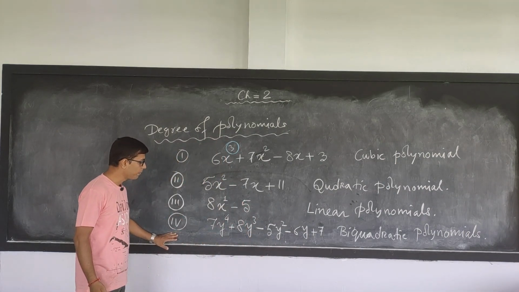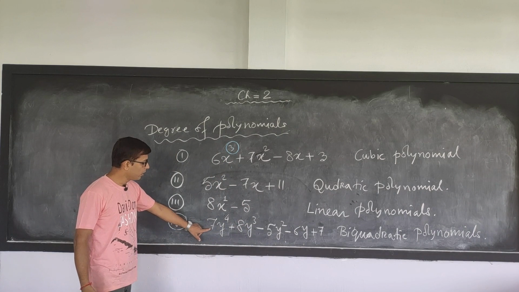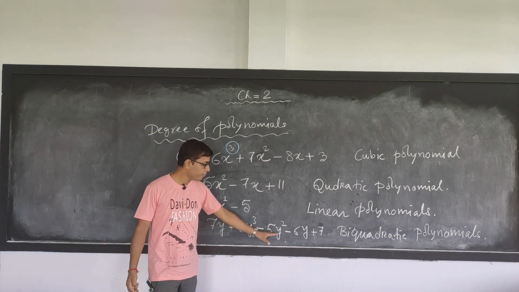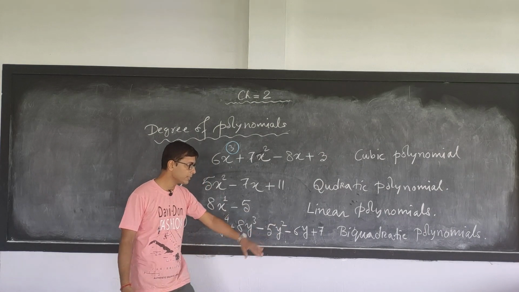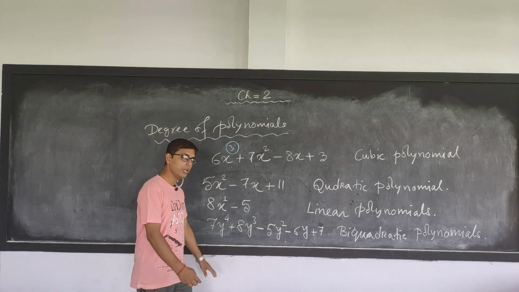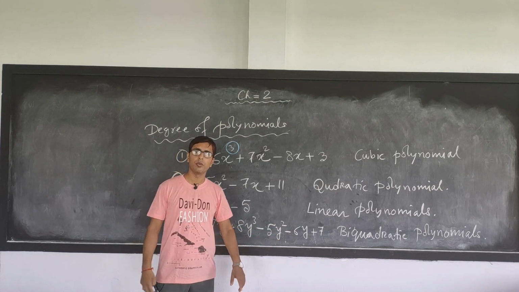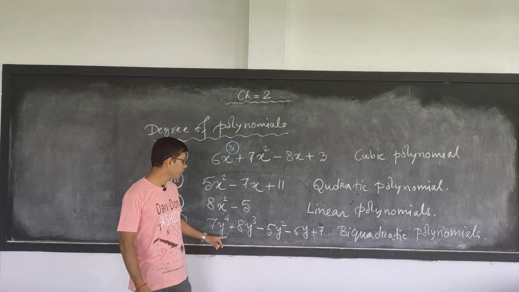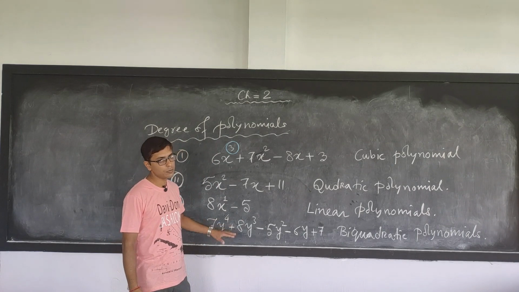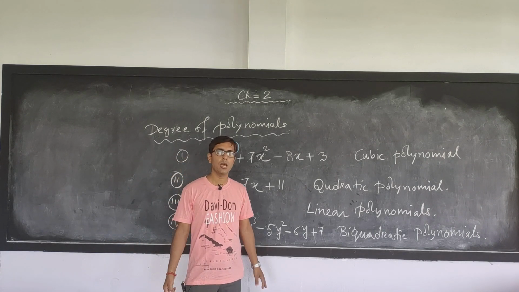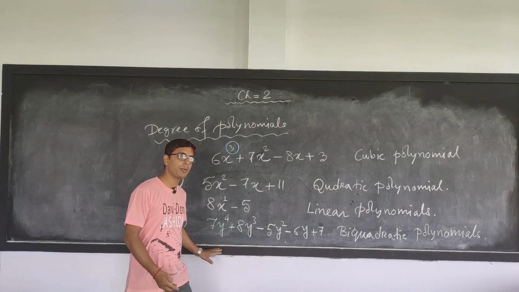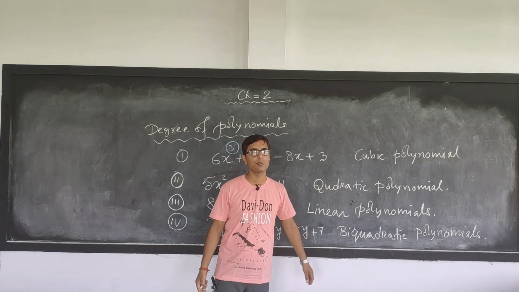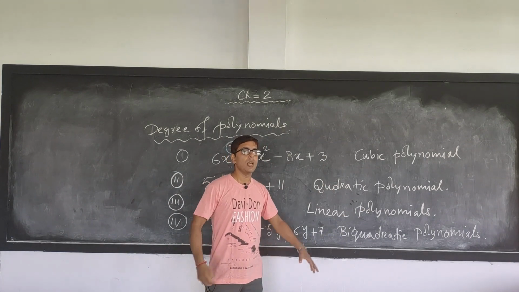Then the fourth example I have taken is 7y to the power 4 plus 8y cubed minus 5y squared minus 6y plus 7. This is also a polynomial in one variable. The variable is y only. And what is the degree of this polynomial? The highest power on the variable y is 4. Therefore, the degree of this polynomial is 4. And when the degree of a polynomial is 4, such polynomials are known as biquadratic polynomials. So this was our previous discussion.